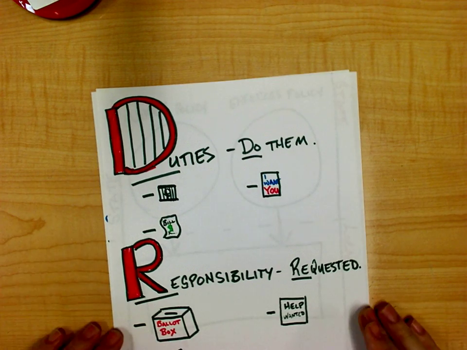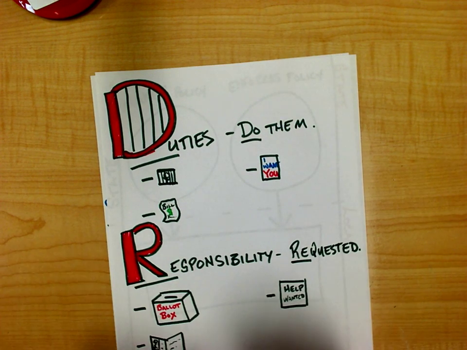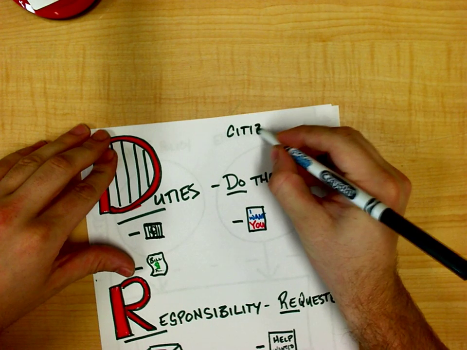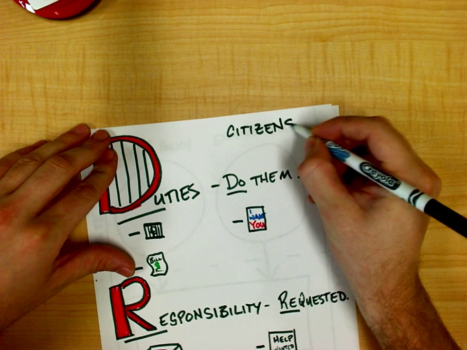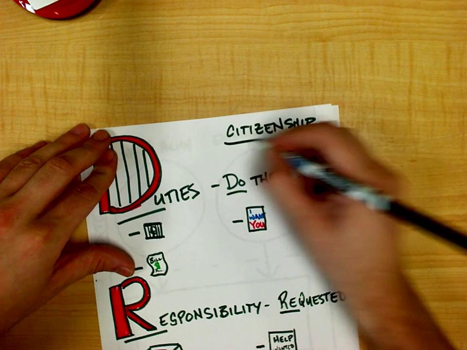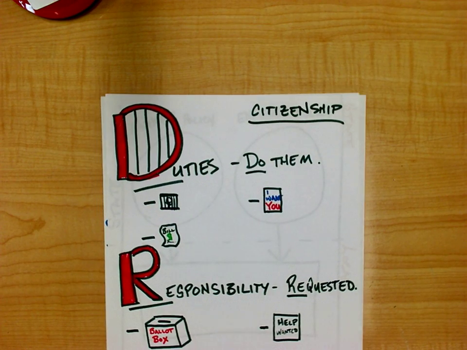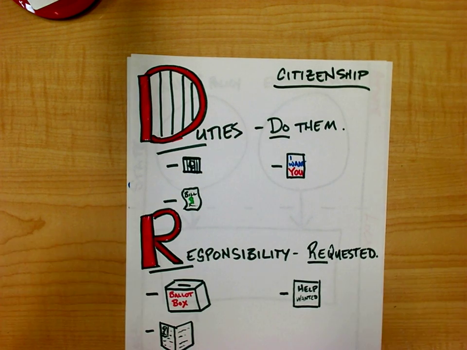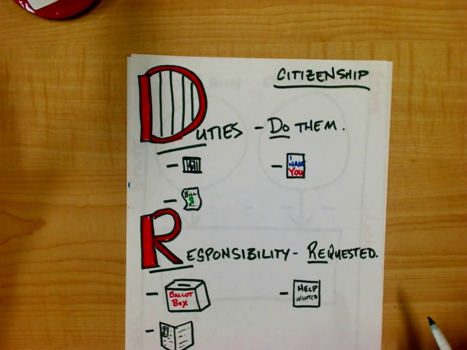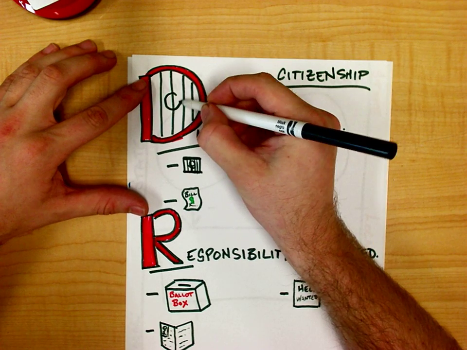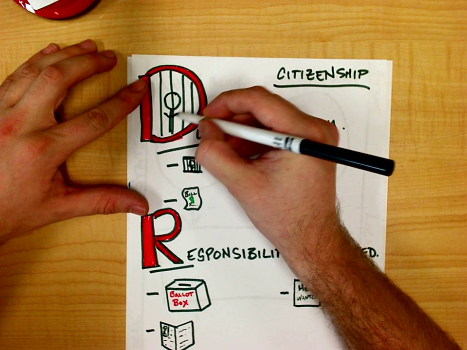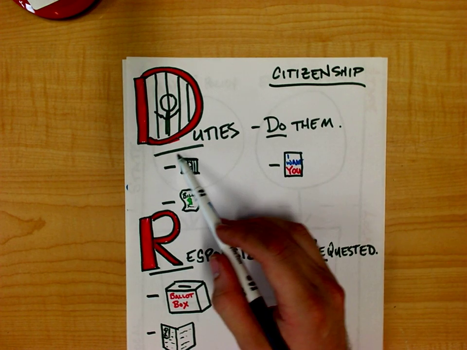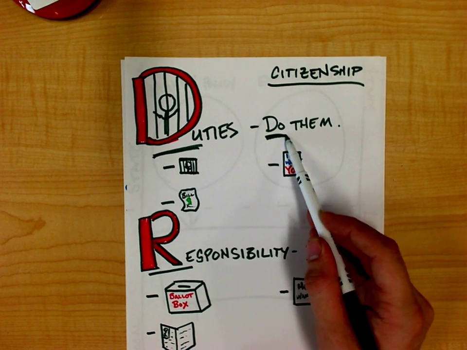Alright, we're going to talk about the roles and responsibilities of a citizen. So that's citizenship that we're talking about. You've got two big things that we're going to talk about: the duties and the responsibilities. The easiest way to remember the difference is if you don't do your duty, you're going to go to jail. You're going to be stuck in here. So, for duties, just remember, duties, you've got to do them.